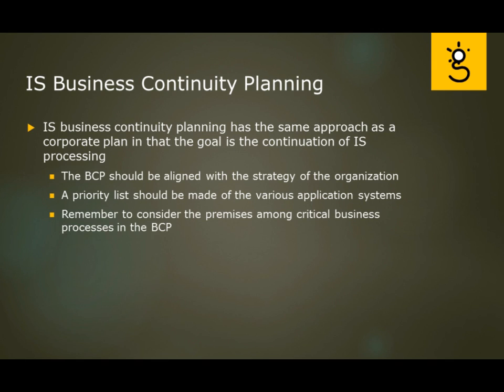The BCP plan should be aligned with the strategy of the organization. You should have a priority list, again, of the various application systems, of what's most important, what's crucial, what you can't live without, and have your plans for making that system continue to run. Now, remember, you need to consider the premises as part of the critical business processes, because all the best plans you have about keeping IS processing won't do you any good if you don't have a place to implement that. So keep the premises in that list as well.